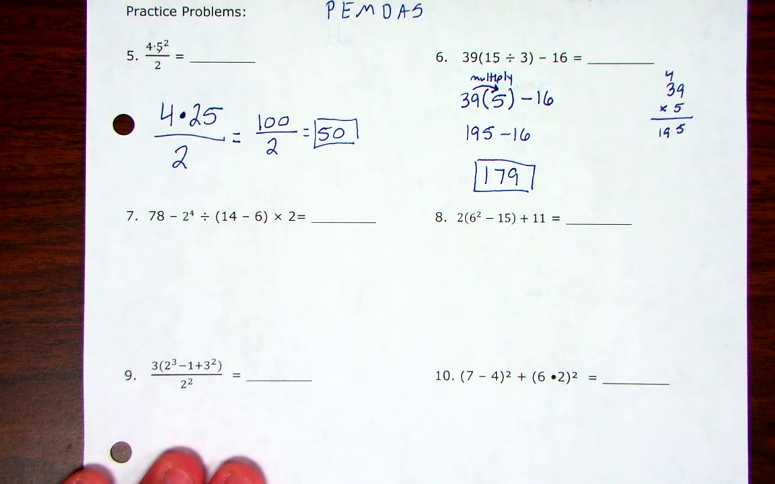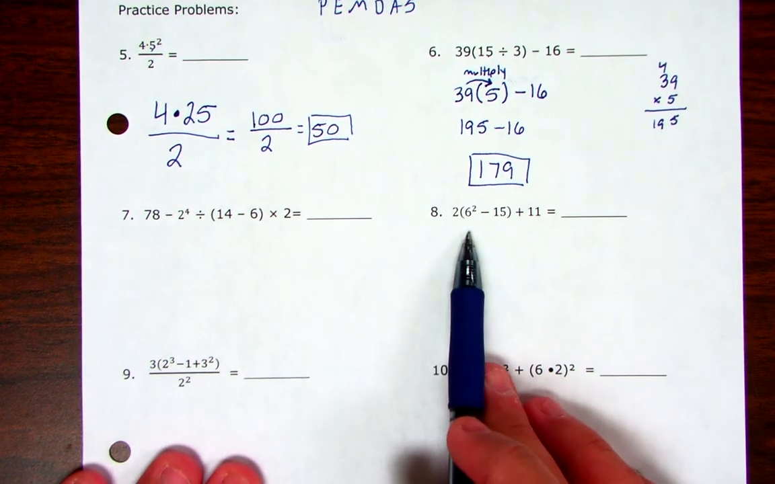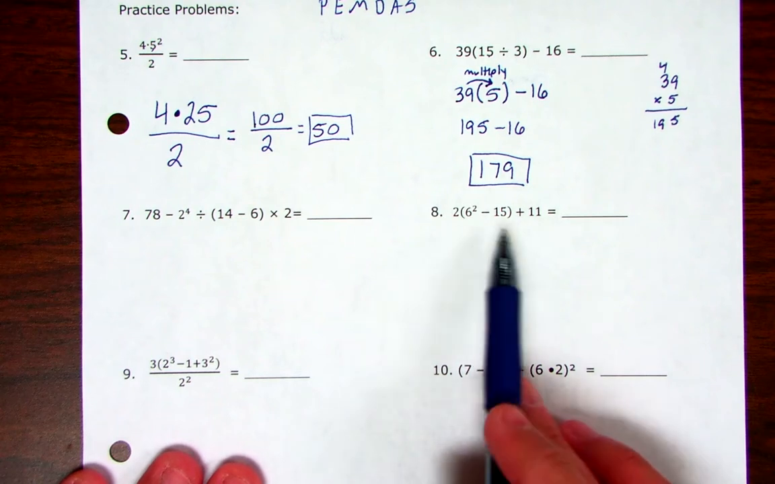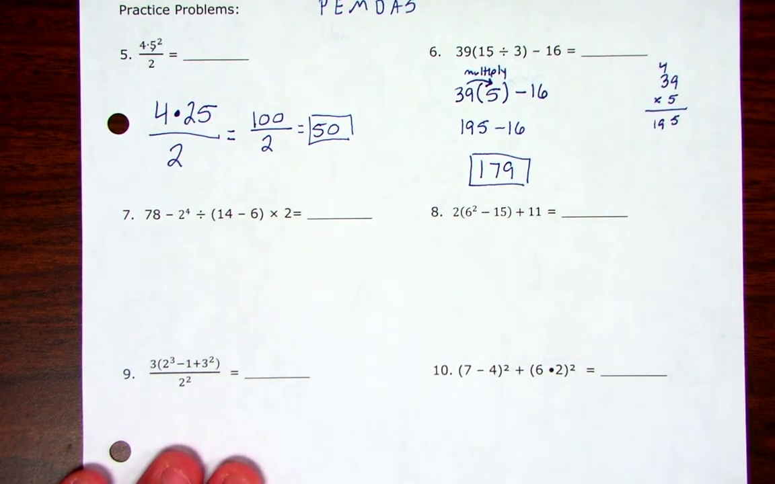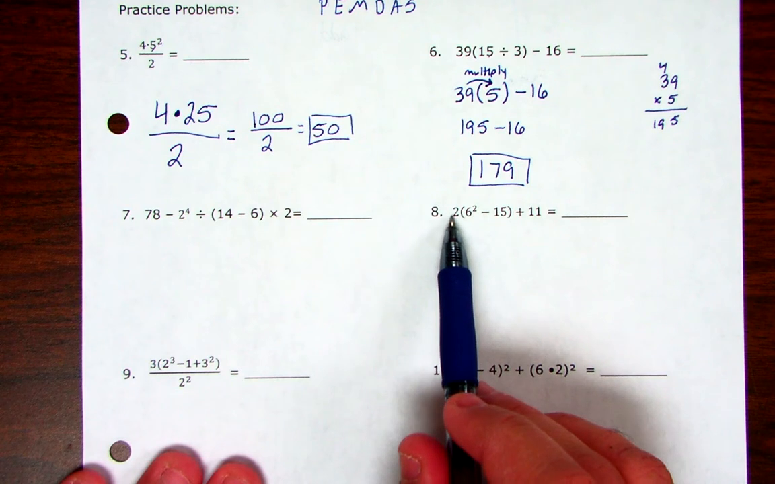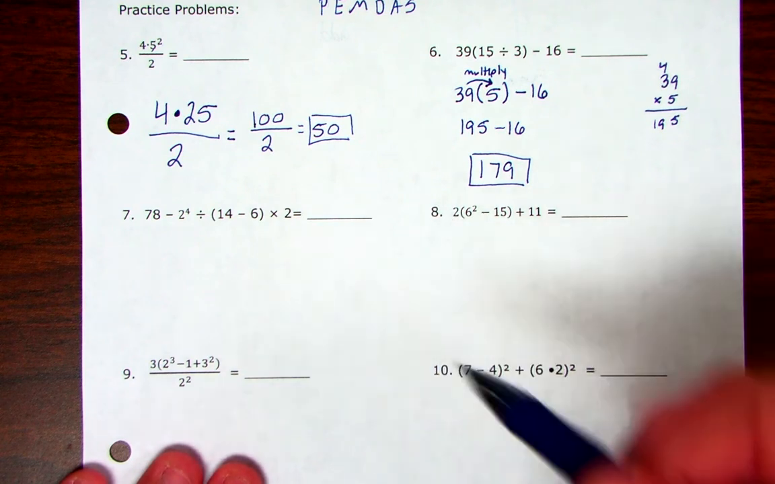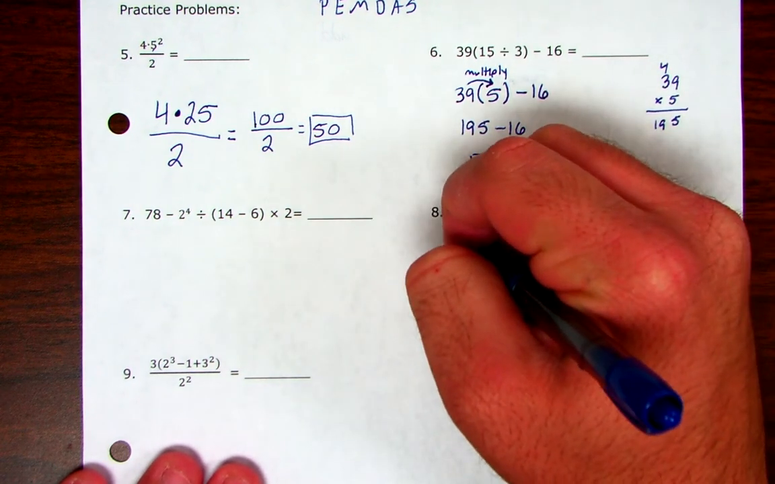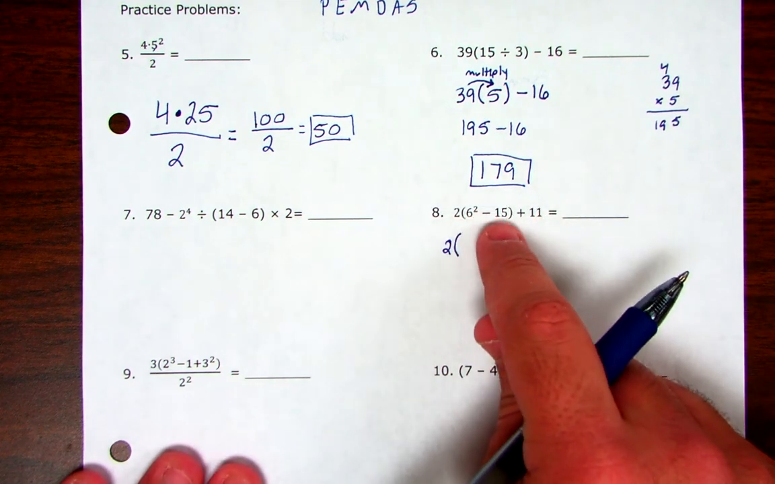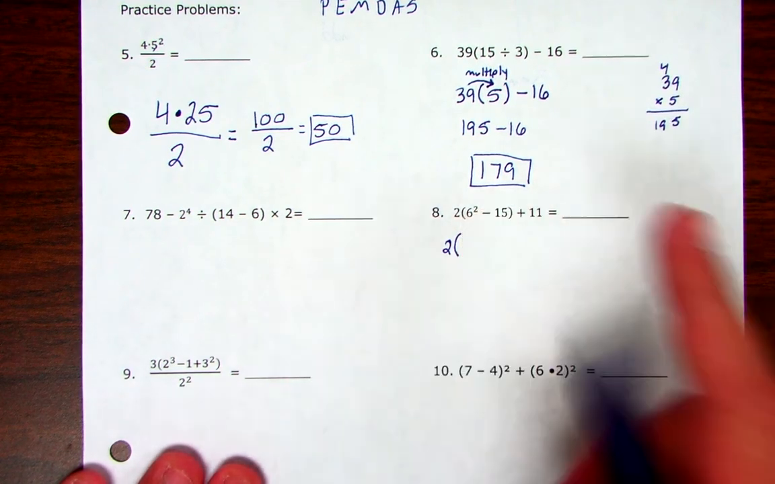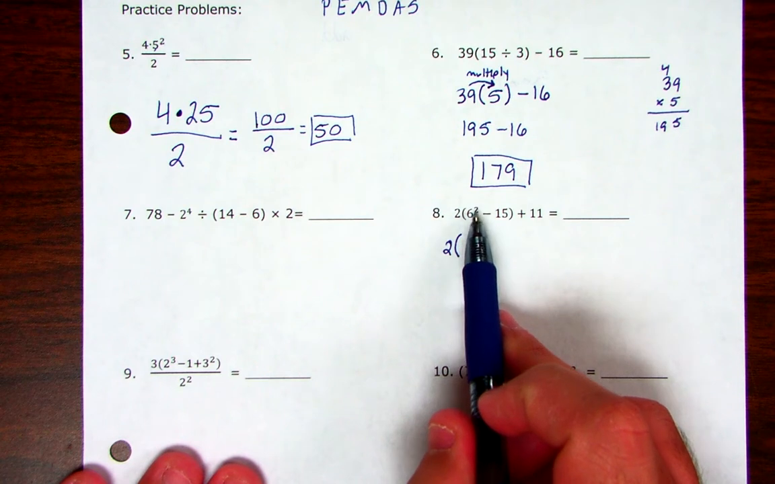Okay, I'm going to do one more with y'all, and I'm going to leave y'all three to do on your own. Again, it's just good practice. Let's try number 8. Okay, so we start with parentheses, so we have to do the work inside the parentheses first. Have I touched that 2? No, it's on the outside, so bring it down. Open your parentheses. Now, I can't do 6 squared minus 15. Notice since I have an exponent on the inside, I'm going to do that first.